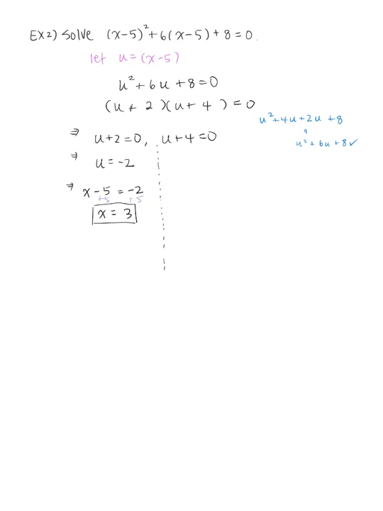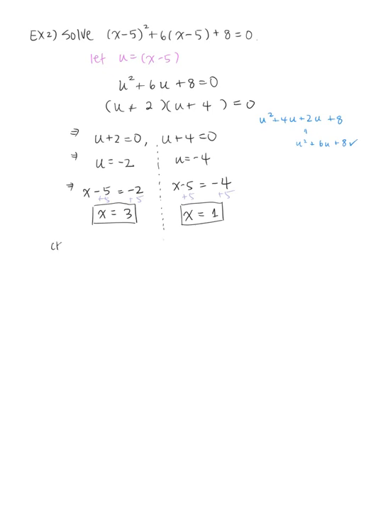Now let's go with u plus 4 equals 0. So if I subtract 4 from both sides, you're going to have u equals negative 4. All right, but u was x minus 5. So we have x minus 5 equals negative 4. Adding the 5 on both sides, we're going to have x equals 1. Okay, so now what we need to do is we need to check.